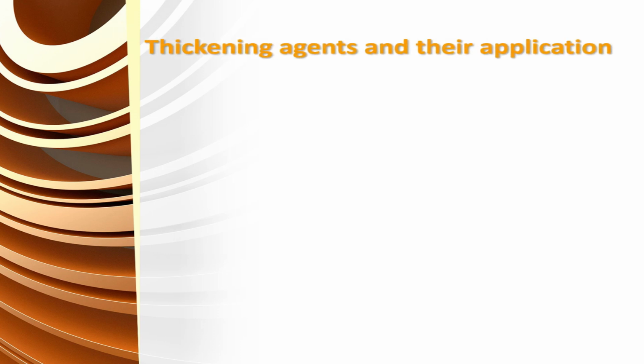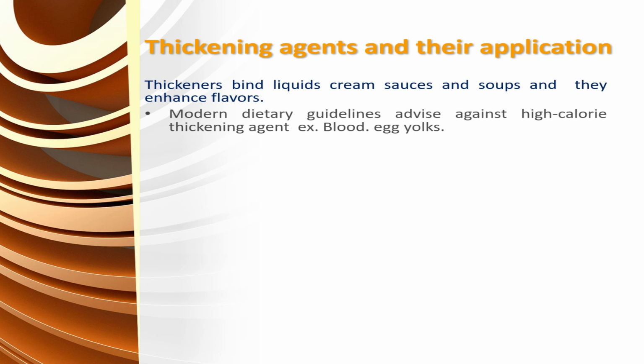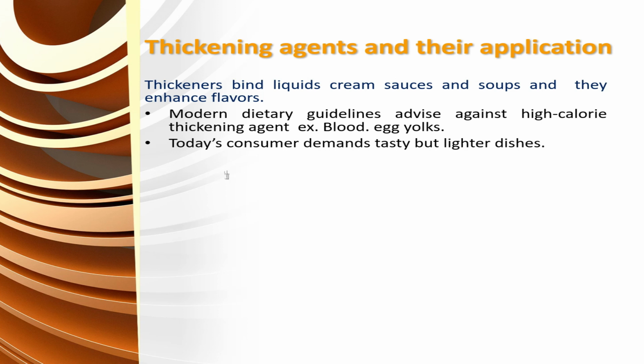Thickening agents and their application. Thickeners bind liquids, cream sauces, and soups, and they enhance flavors. Modern dietary guidelines advise against high-calorie thickening agents, for example, blood and egg yolks. Today's consumer demands tasty but lighter dishes.